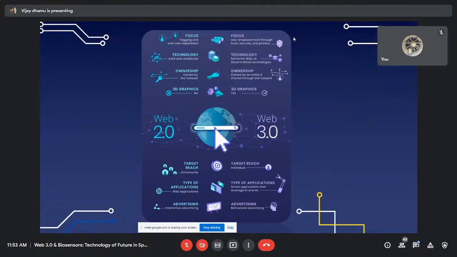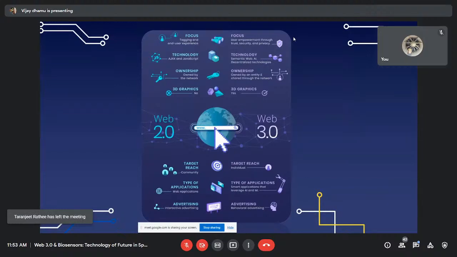So there won't be any centralized location or place where every data will be, and one company controls every data. That will be avoided, and that is the main need for Web 3.0 to emerge. And ownership.